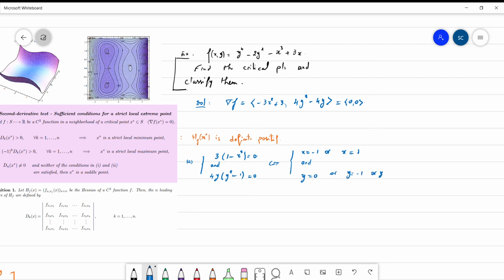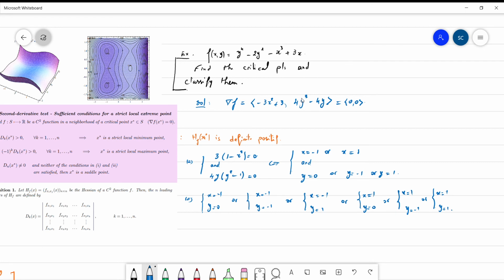Then from here you have the possible points: x equals minus 1 with y equals 0, x equals minus 1 with y equals minus 1, x equals minus 1 with y equals 1, and the others: x equals 1 with y equals 0, x equals 1 with y equals minus 1, and x equals 1 with y equals 1. So we have 6 possible points, you see.